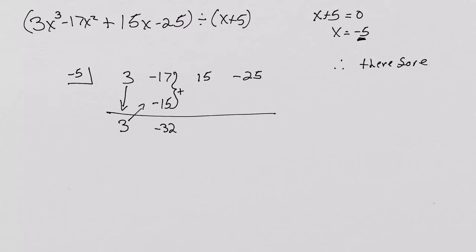Then we're just going to repeat the process. We're going to take my negative 5, and I'm going to multiply it by negative 32. We're going to write it underneath the 15, as you see in step 6. So when I do that, I get 160. Then I take these terms and add them, and I get 175. That is step 7. And then we repeat the process all over again.